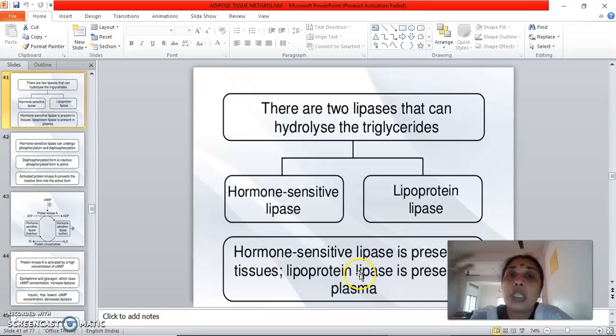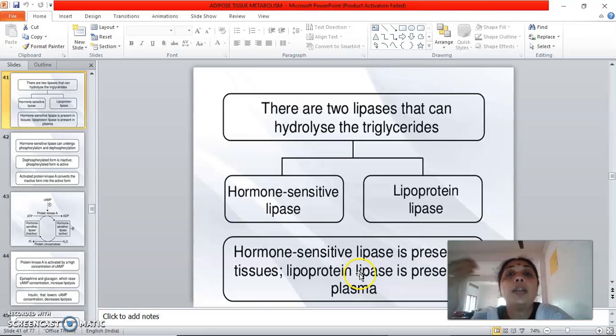Now what happens to this TG then? The TG has to be taken into the liver for further metabolism. So how are they taken into the liver? They are taken into the liver by a lipoprotein known as chylomicrons. Why do they seek the help of chylomicrons? Because we know that lipids are fat soluble in nature. They are not soluble in aqueous medium. And again, blood is aqueous in nature.